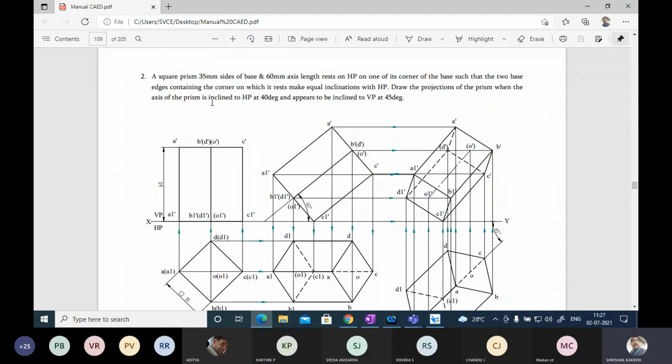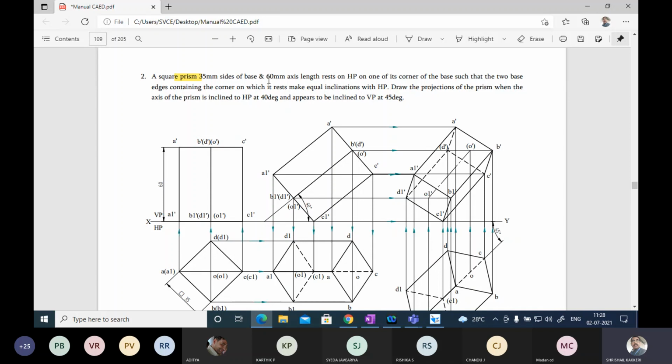A square prism. Please look carefully whether it is a prism or a pyramid. First attention is this only. It is a prism, square prism, 35 mm sides of base and 60 mm axis length.